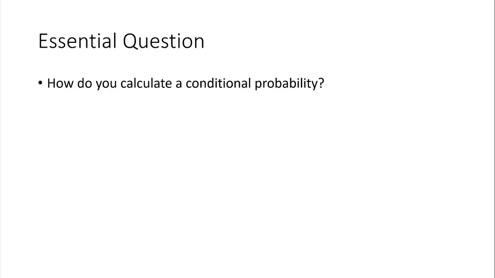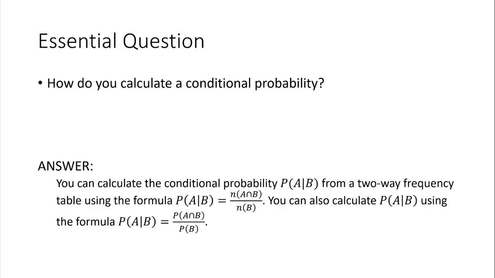Our essential question is, how do you calculate a conditional probability? Our shortest answer is basically we can calculate the conditional probability of P of A given B from a two-way frequency table, using the formula: the probability of A given B equals the number of elements within set A intersection B divided by the number of elements in set B.